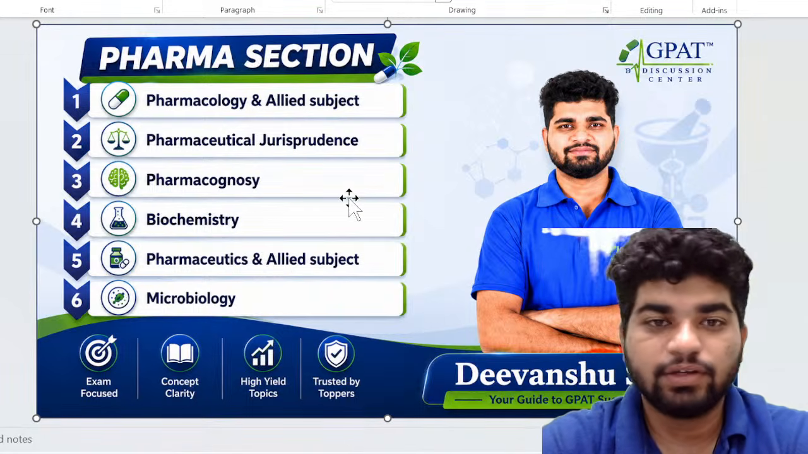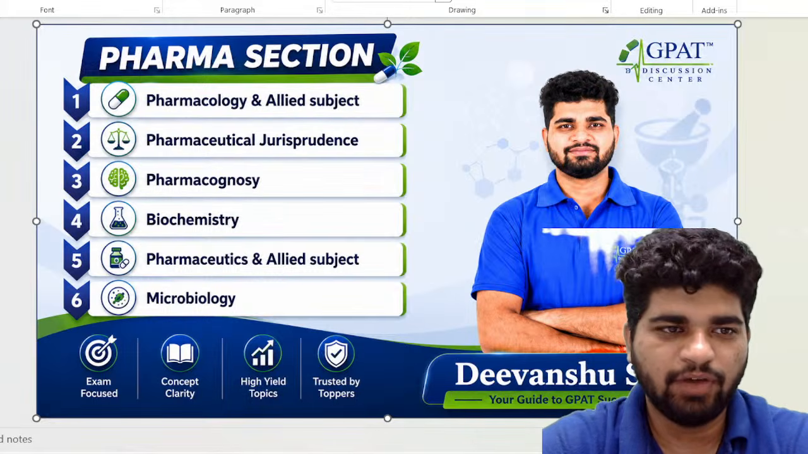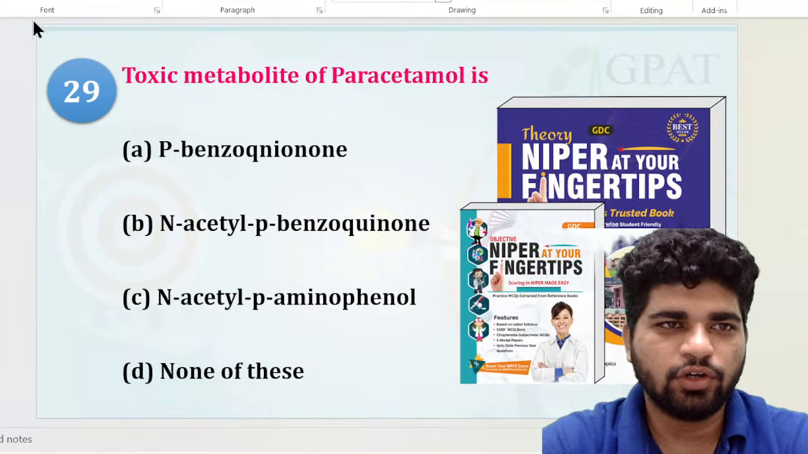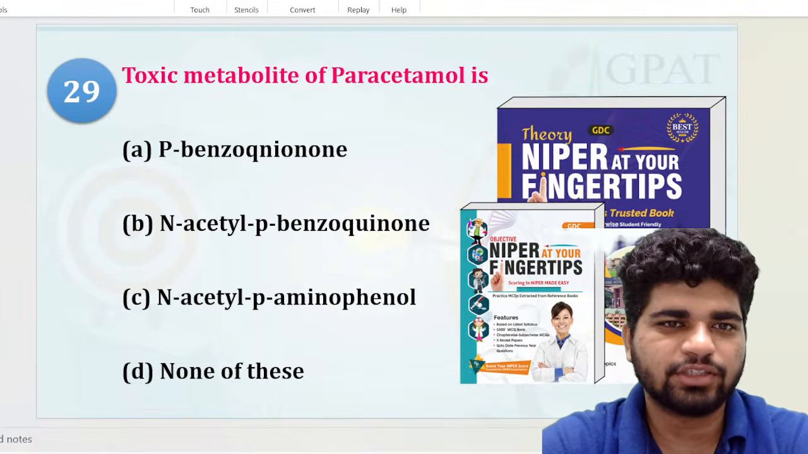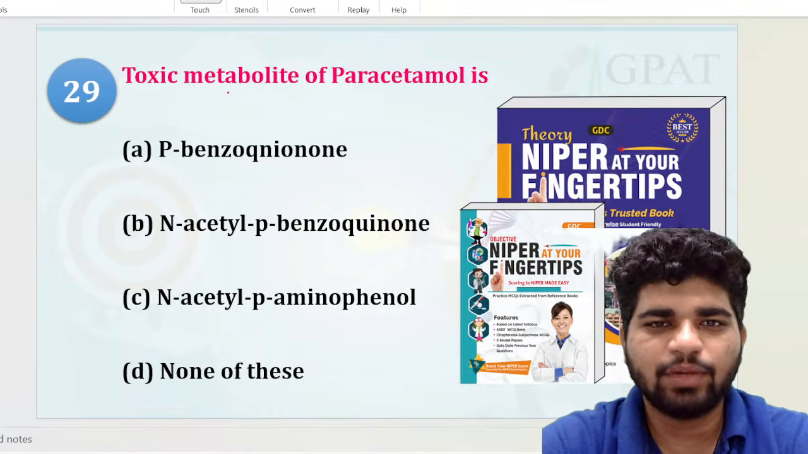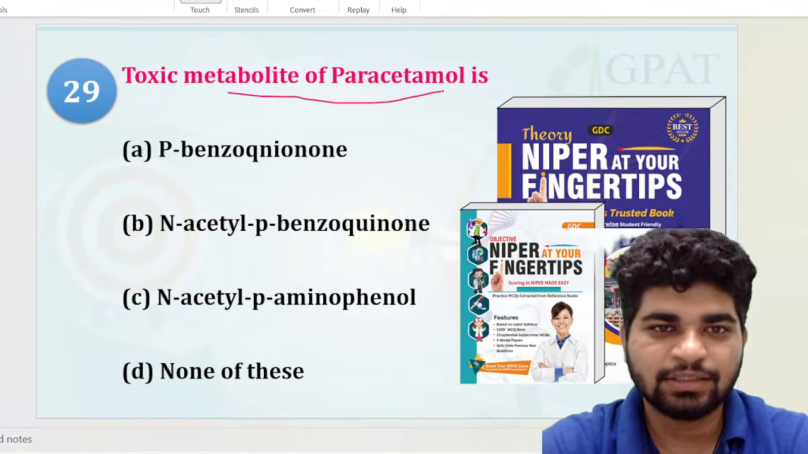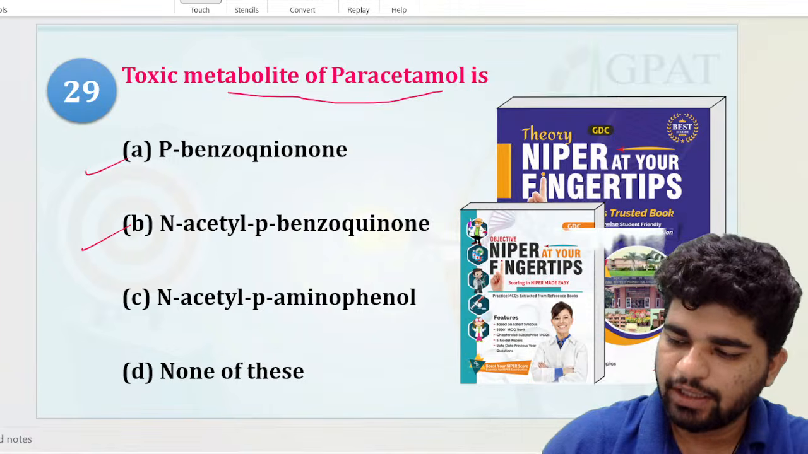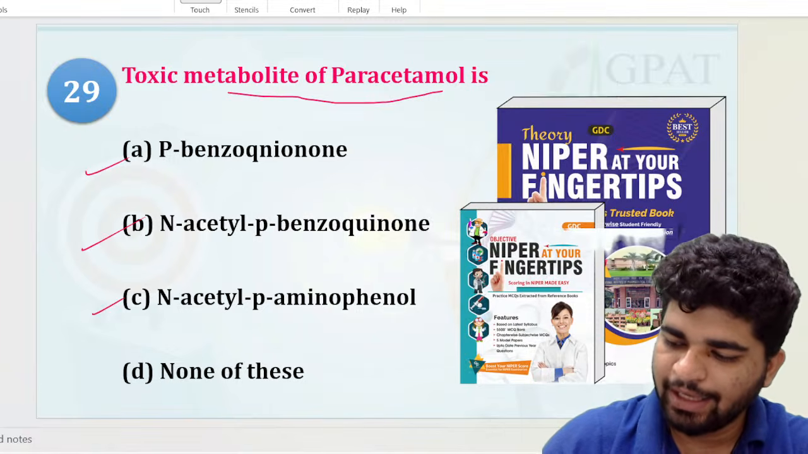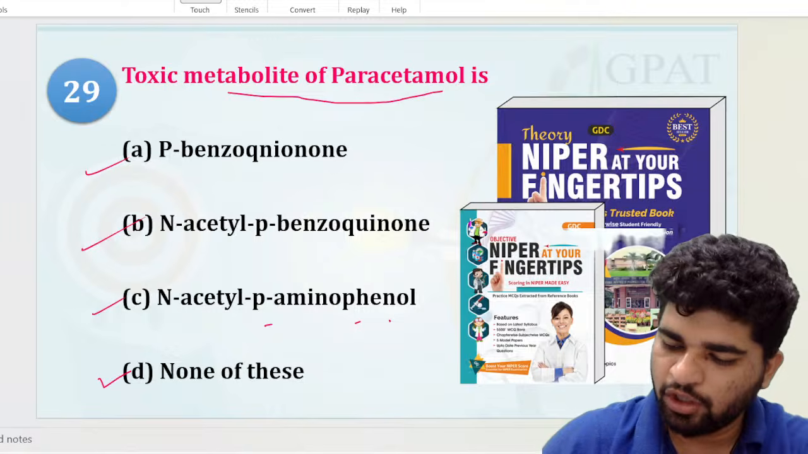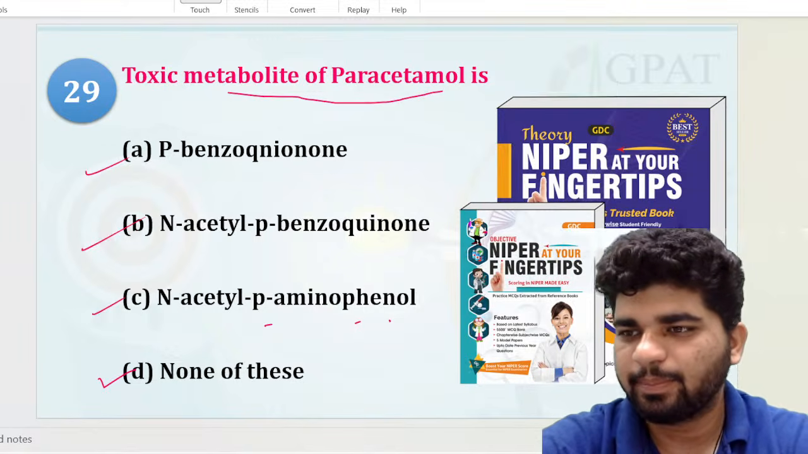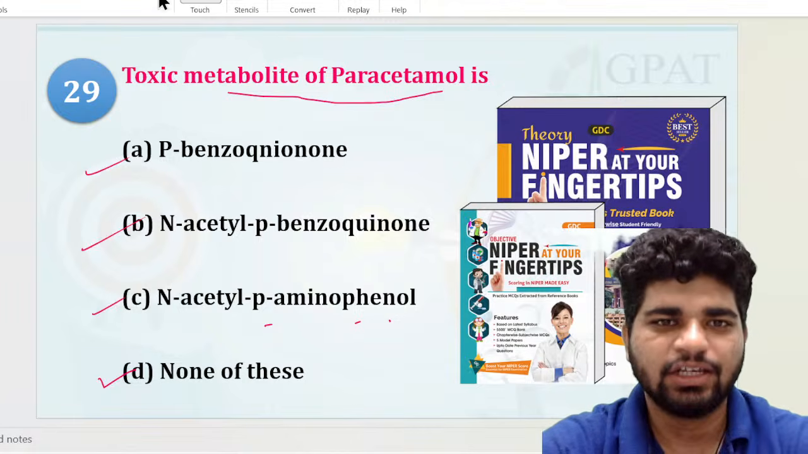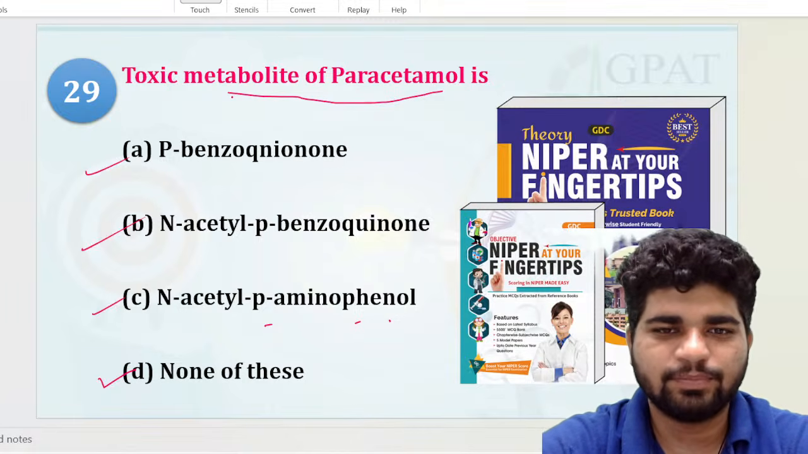Here we have the first question from the pharmacology subjects. Toxic metabolite of paracetamol is. Is it P-benzoquinone, N-acetyl-benzoquinone, N-acetyl P-aminophenol, or none of these? Come on, guys, fast. It's a simple question. Toxic metabolite of paracetamol.